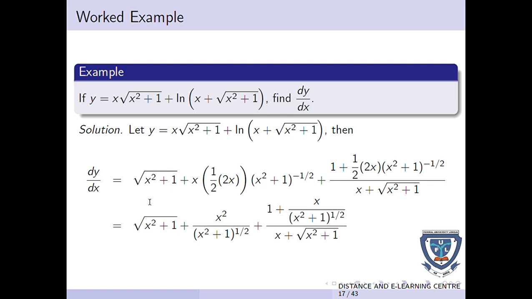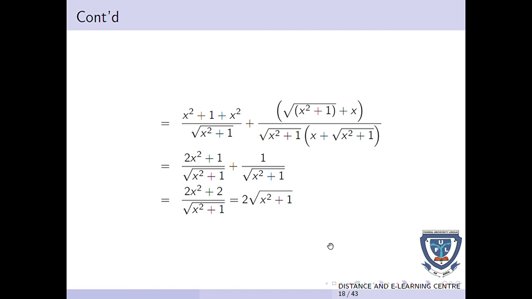We are going to differentiate component by component with respect to x, and this is what you're going to get. Now when you start simplifying all these things, you now arrive at 2 square root of x squared plus 1. You see, and this is our final answer after proper simplification.